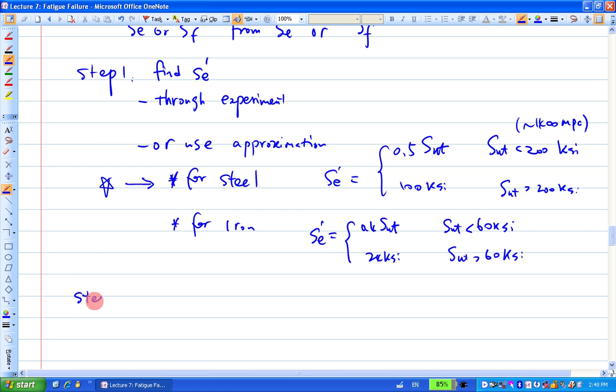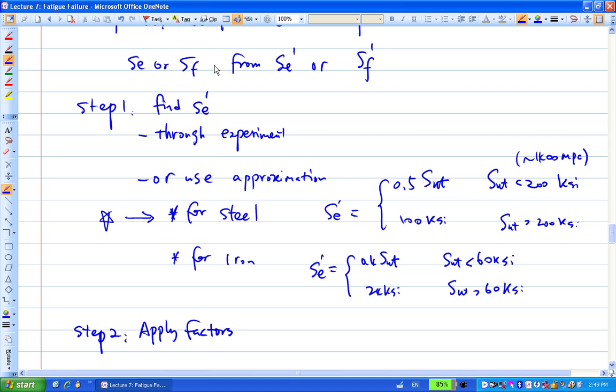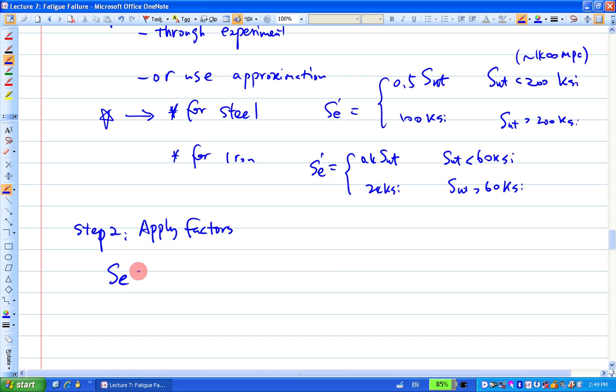Step number 2 is to apply the factors to modify it. Remember the objective is to get SE from SE prime. So SE will equal certain factors multiplied by SE prime. We're going to multiply quite a few things here: KA, KB, KC, KD, KE, and KM. So six of them.